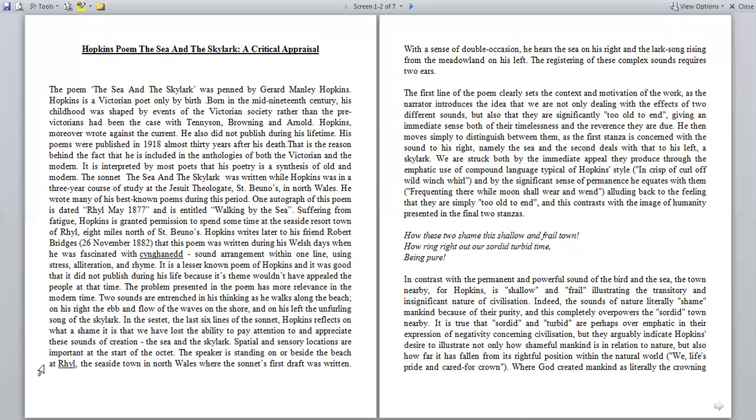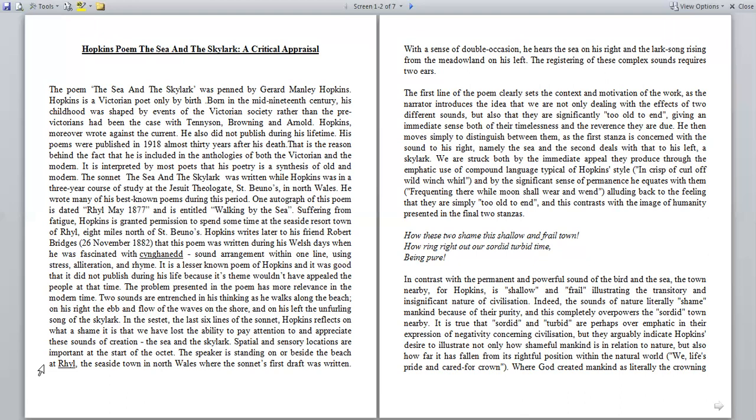It is a lesser known poem of Hopkins, and it was good that it was not published during his life because its theme wouldn't have appealed to the people at that time. The problem presented in the poem has more relevance in the modern time.